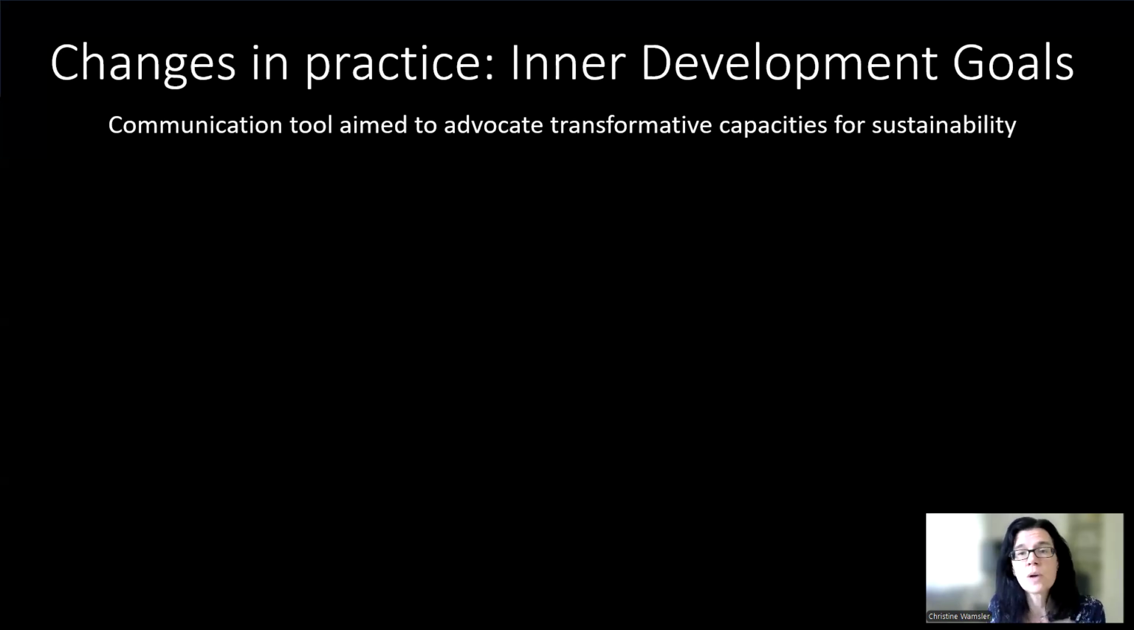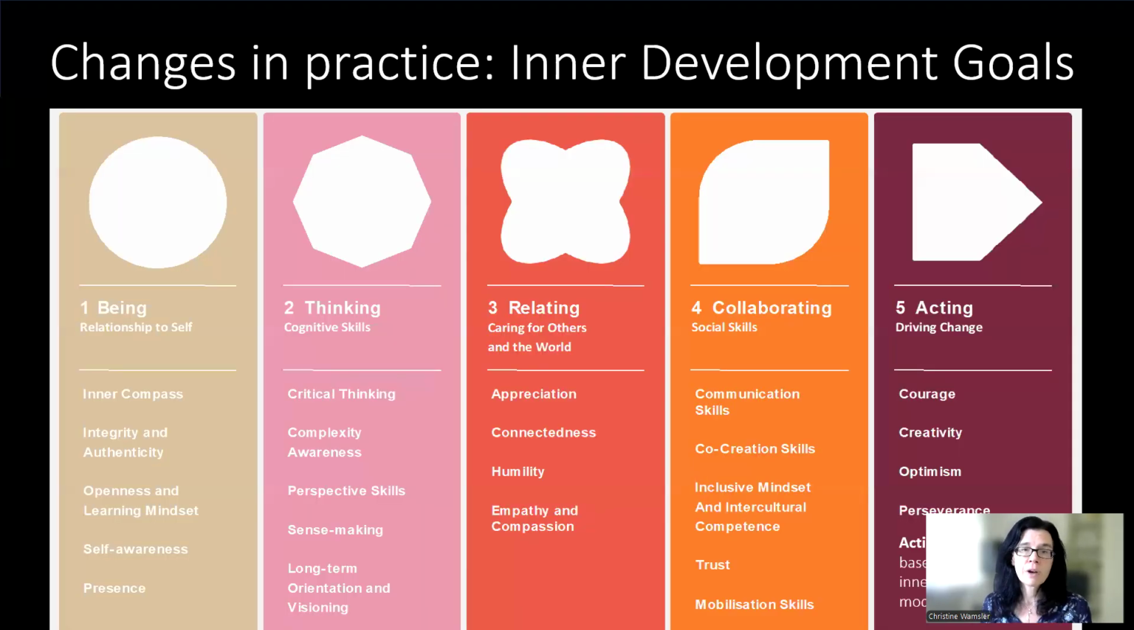And it aims to advocate for the role of transformative capacities for sustainability. It has already been adopted by several companies, governmental agencies, educational bodies, and even a country, which is Costa Rica. And the framework consists of 23 capacities that are clustered under the headings of being, thinking, relating, collaborating, and acting. And these clusters are very similar to the 5 clusters of the inner-outer transformation model, which I introduced before.